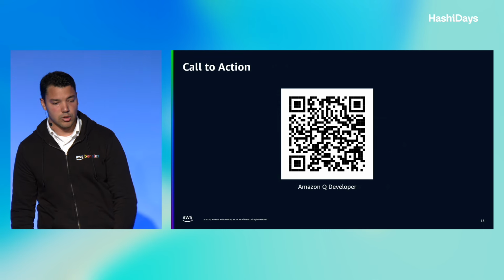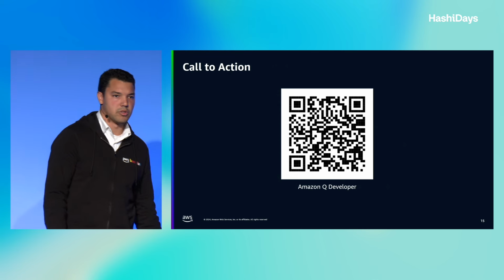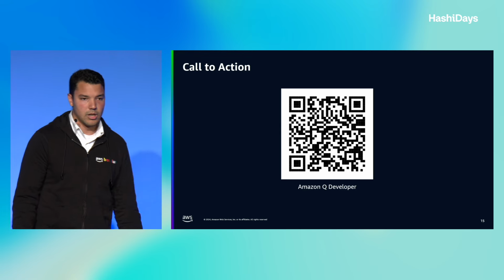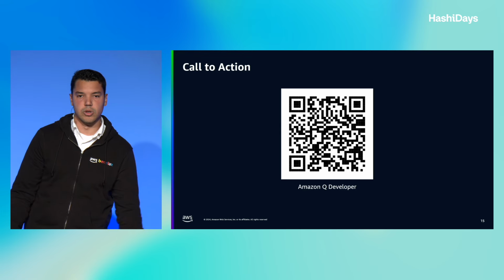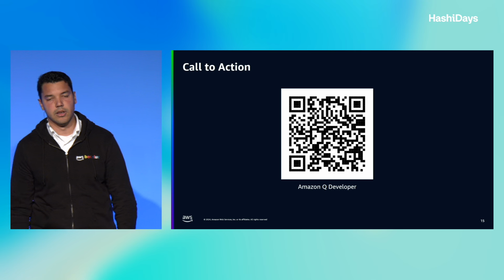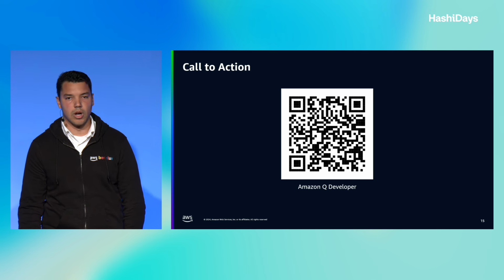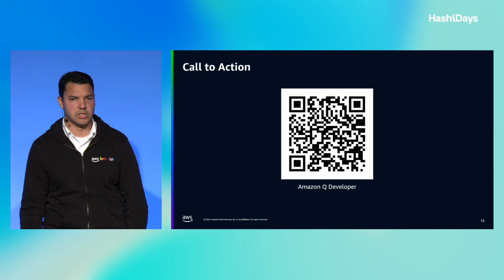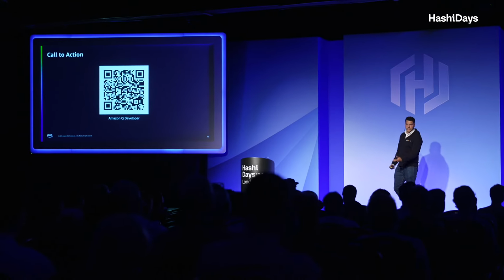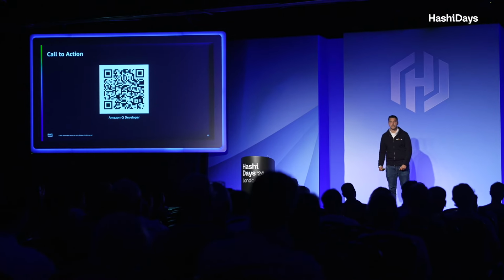Now, the call to action is pretty straightforward: try it yourself. Within the QR code, you have a link to an easy way to access Amazon Q Developer information. The setup is quite straightforward, especially for your IDE. And of course, start trying it with how you would use it within Terraform, HCP Terraform, and infrastructure as code particularly.